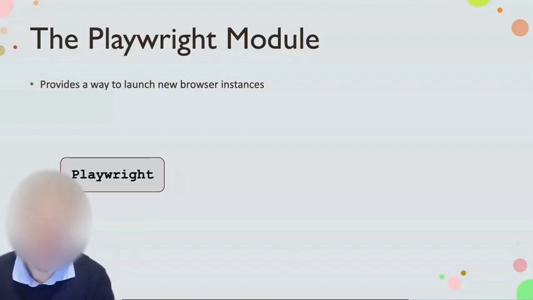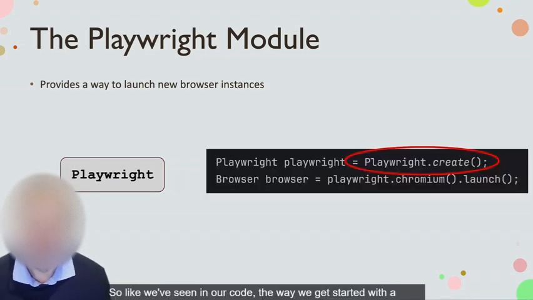Let's take a closer look at each element in this architecture. First of all, the Playwright Object. The Playwright Object is the starting point for any Playwright test. It's where you launch a new browser instance.